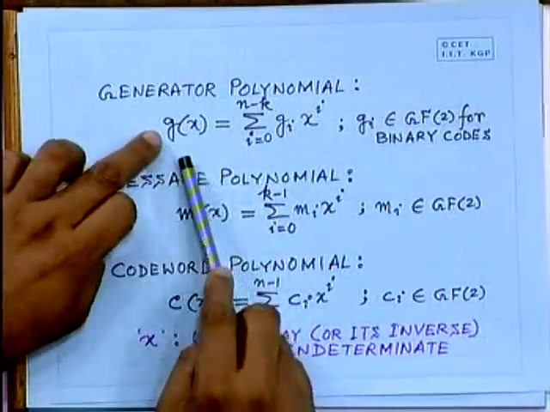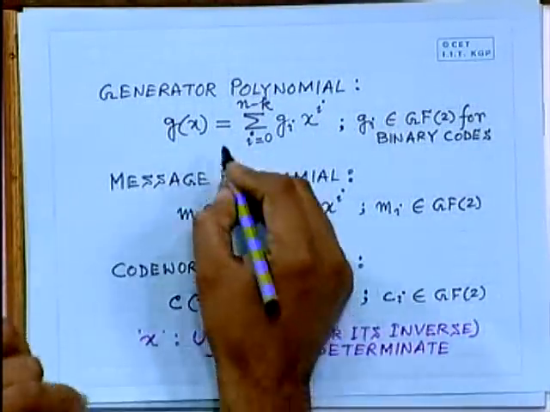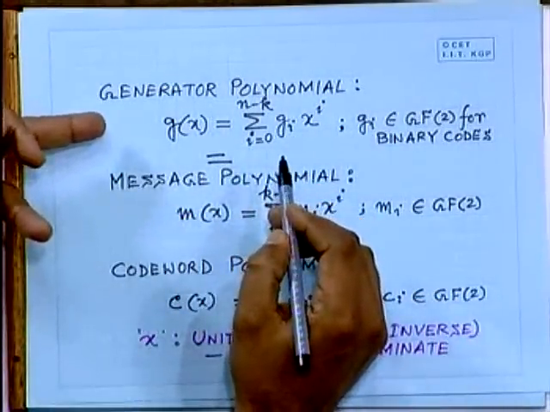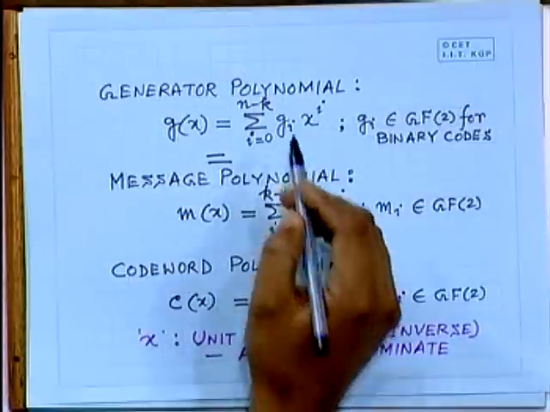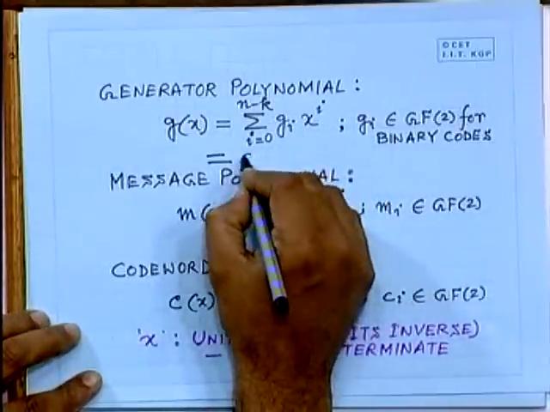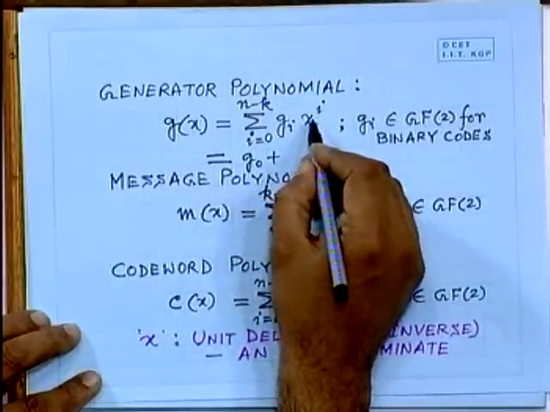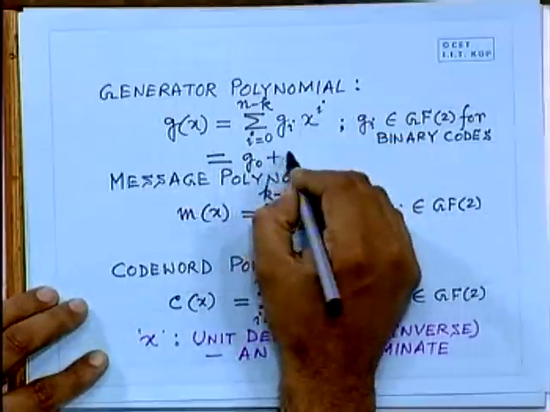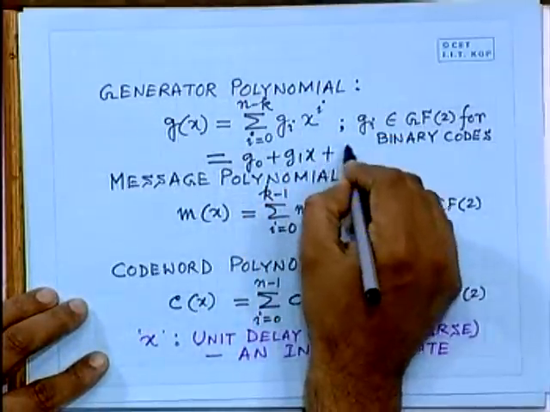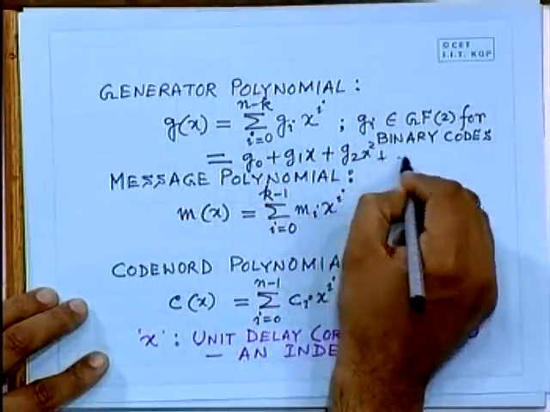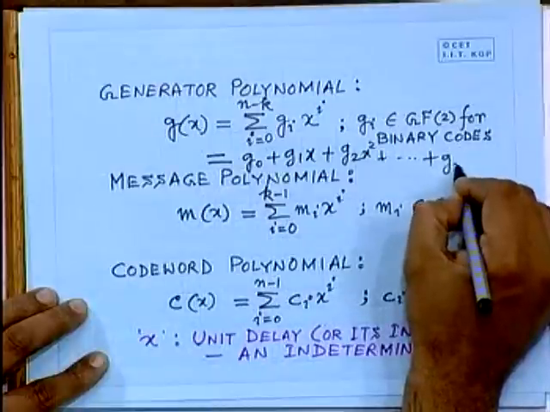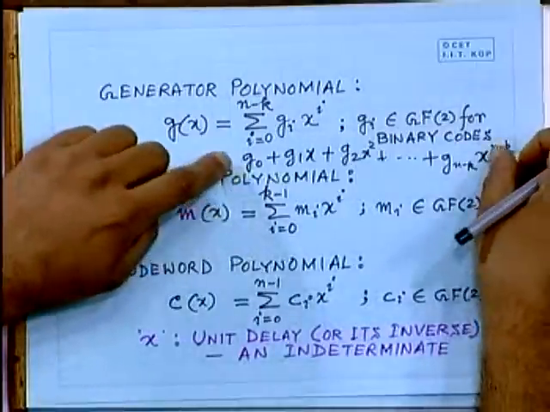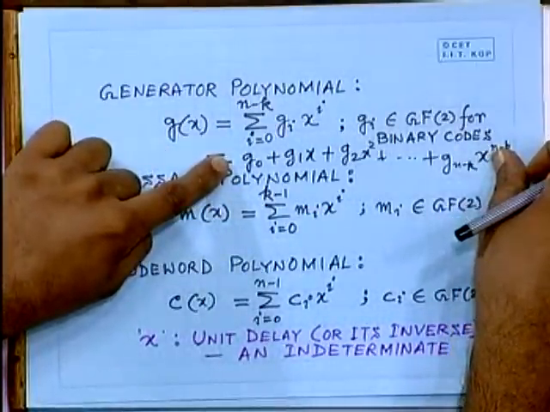So if you consider gx explicitly, let me write here gx, the first polynomial that I defined. It's the summation of gi xi, which is g naught plus g1 x plus g2 x square and like this, up to g n minus k x to the power n minus k. This is the full form, isn't it? g1 x is after one delay.